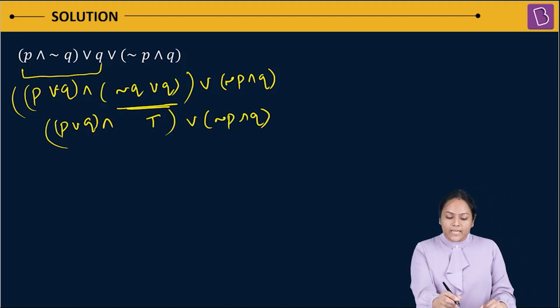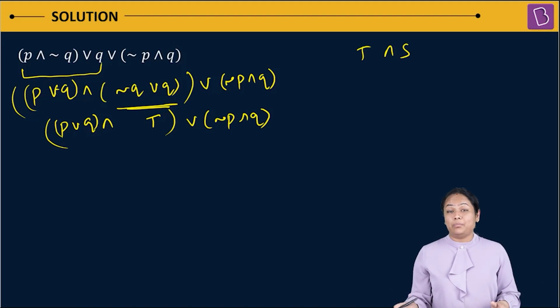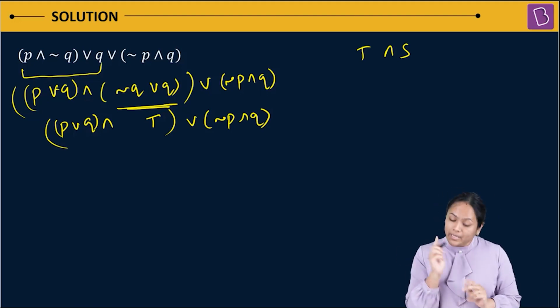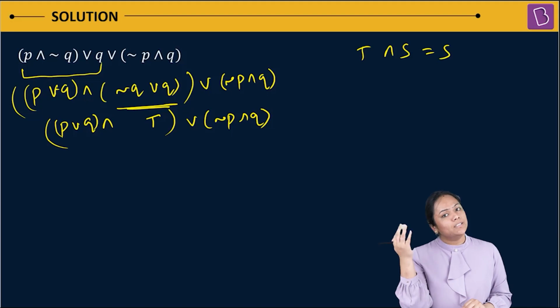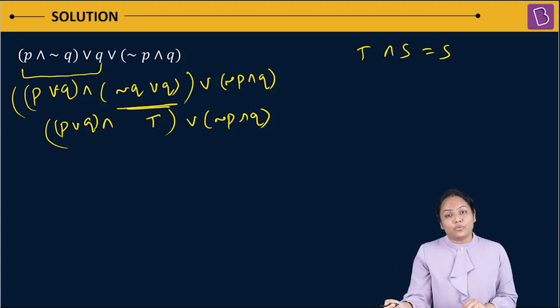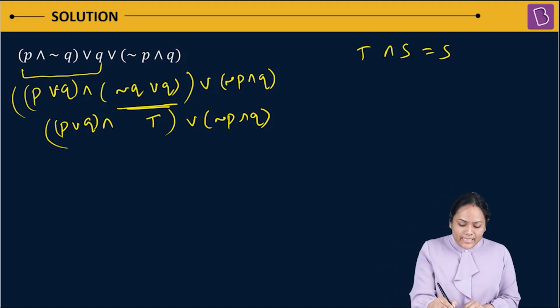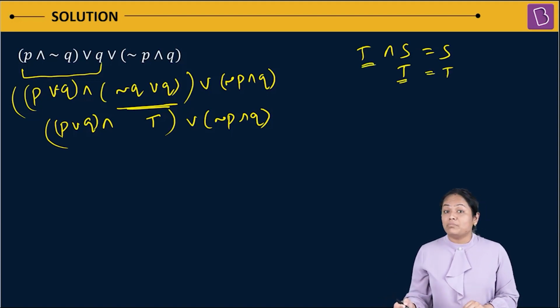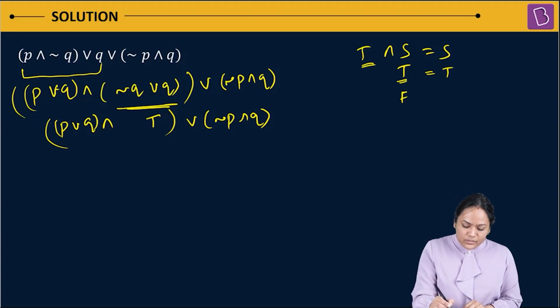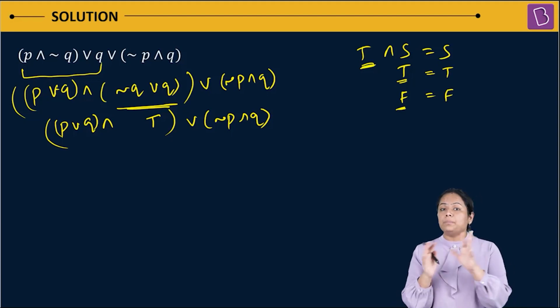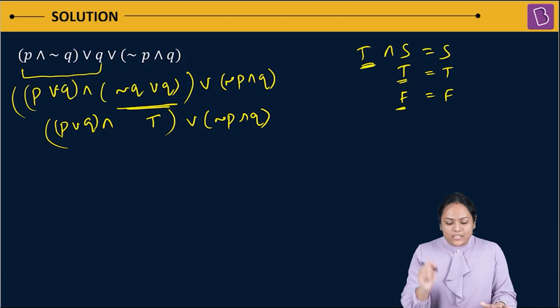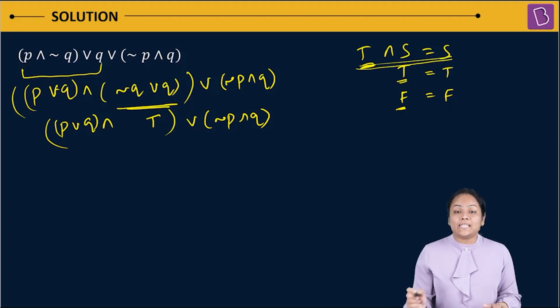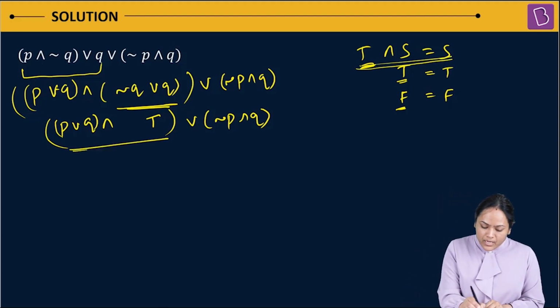So whenever I write T and let's say a statement S, what does it give me? It gives me always S. How? You can put some values of S if you don't remember this law. Let's say S is true. So we know that T and T is definitely going to give me T. And if my S is false, we know that T and F is going to give me F. So it is depending upon the output of S, right? So therefore, T and S is always equal to S. So this part is simplified as P or Q.